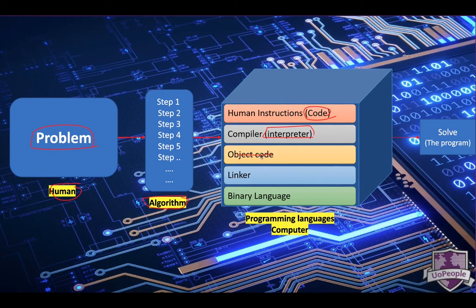In Python we don't use object code or a linker. From the interpreter we get binary language, which is the language that the computer can understand. This language consists of 0s and 1s. 0 means false, 1 means true, or 0 means that it doesn't have electricity, and 1 means that the process has electricity, the transistors. Then the problem has been solved, and we have our product, which is the program.